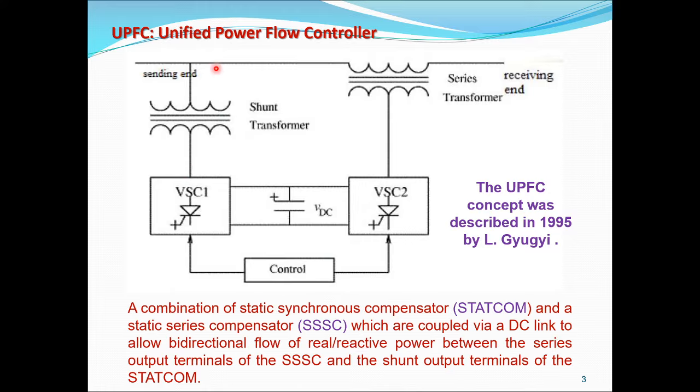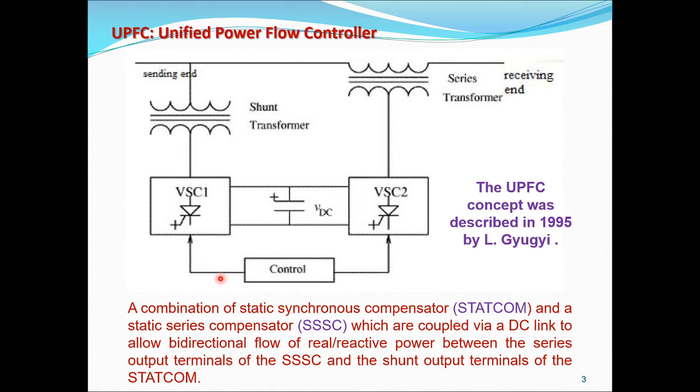Yeah, observe the thing. I'd like to connect it via the series transformer for this voltage source converter here. And this one is the shunt transformer, and I'd like to connect it to the voltage source converter like this, connected via the DC link capacitor. This one plays a crucial role here in order to allow the bidirectional flow of power. I'd like to concentrate upon active power flow only here, whereas in this particular unified power flow controller, I'd like to use both STATCOM and SSSC.